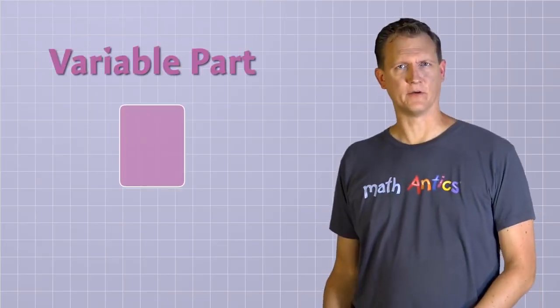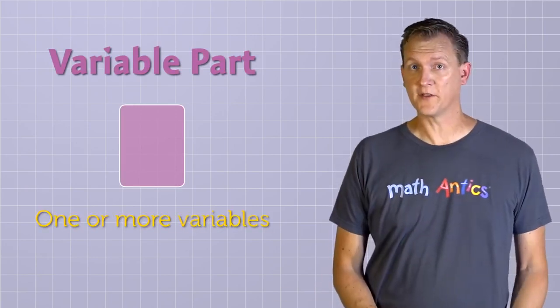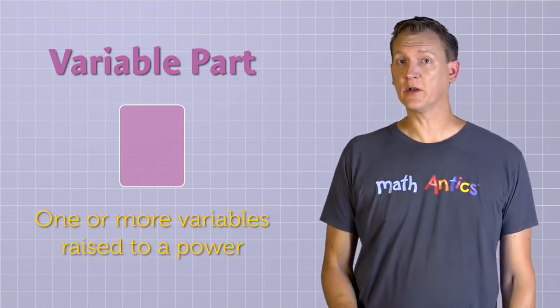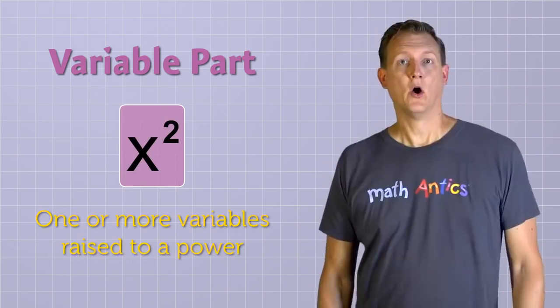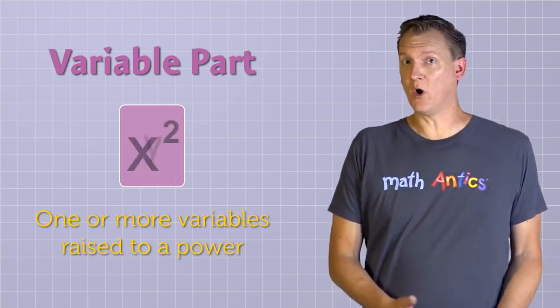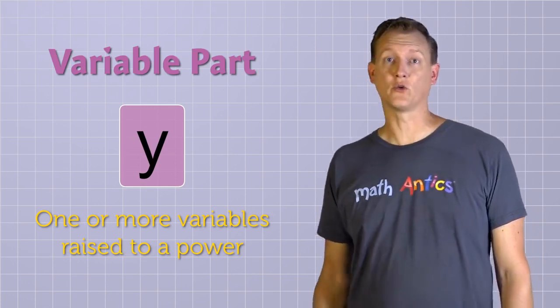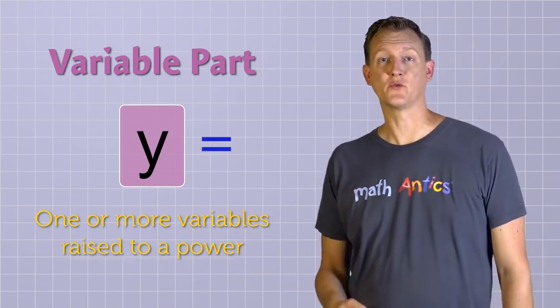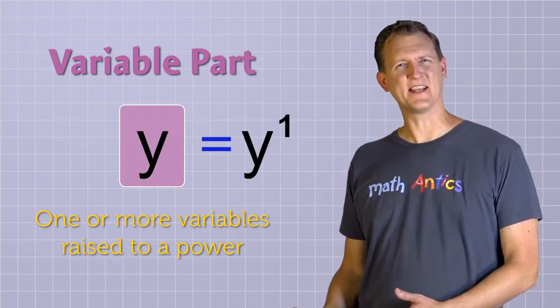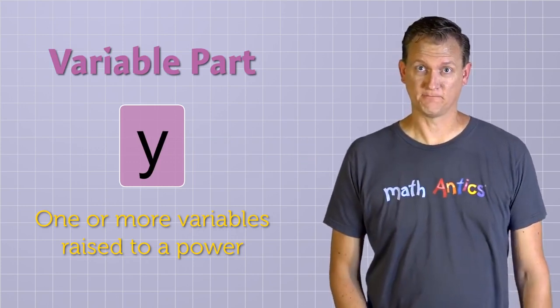The variable part of a term is a little more complicated. It can be made up of one or more variables that are raised to a power. Like the variable part could be x squared. That's a variable raised to a power. Or the variable part could be just y. If you remember what we learned in our last video, you'll realize that that also qualifies as a variable raised to a power. y is the same as y to the first power. But since the exponent 1 doesn't change anything, we don't need to actually show it.